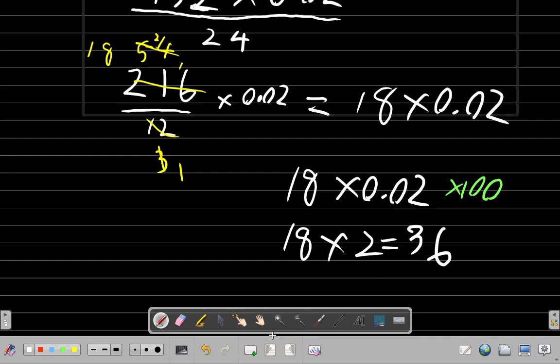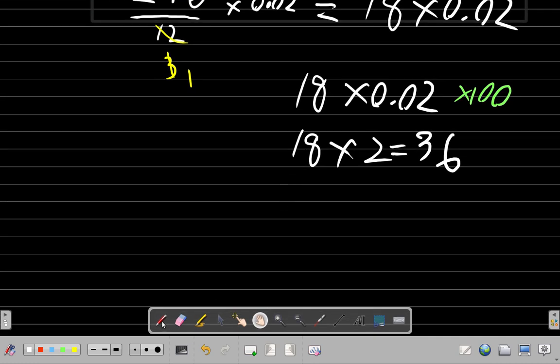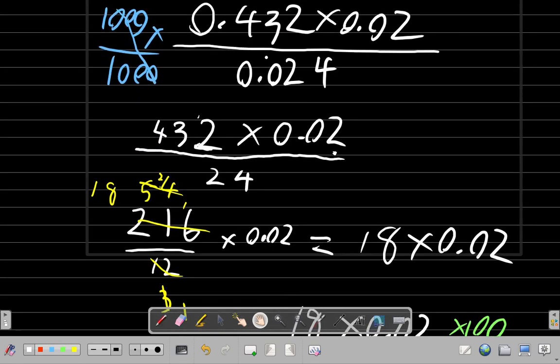Let's divide 36 by 100 now. What we get is 0.36. We get 0.36, alright? 0.36 is our answer.